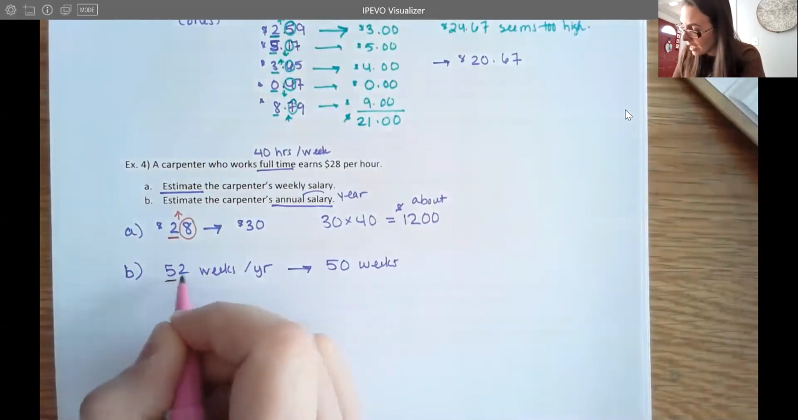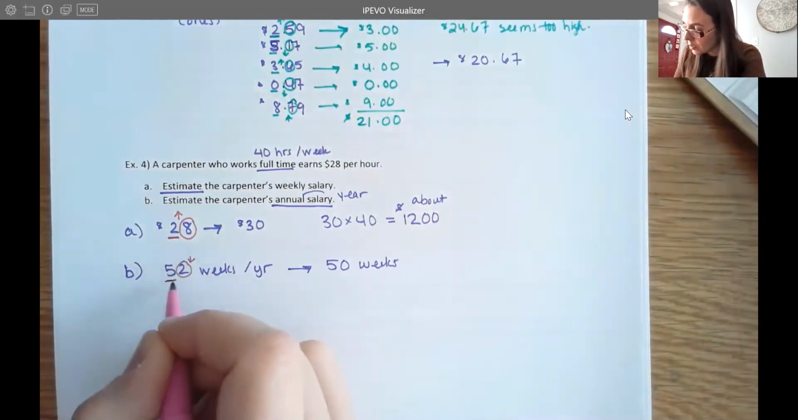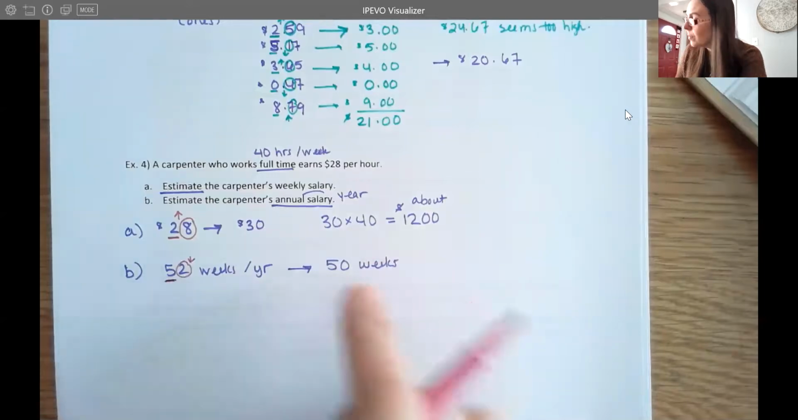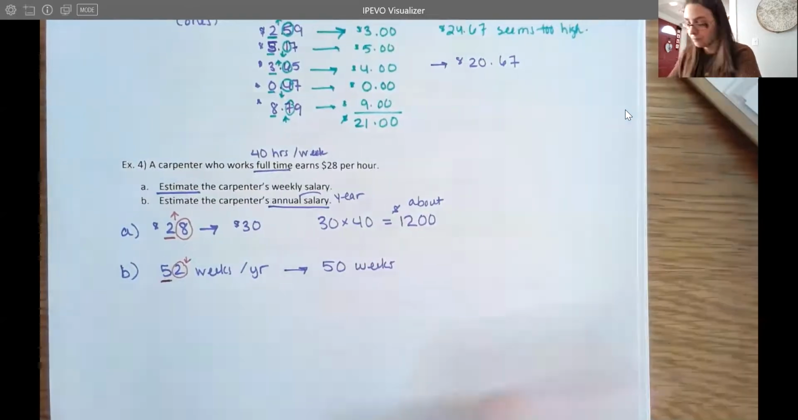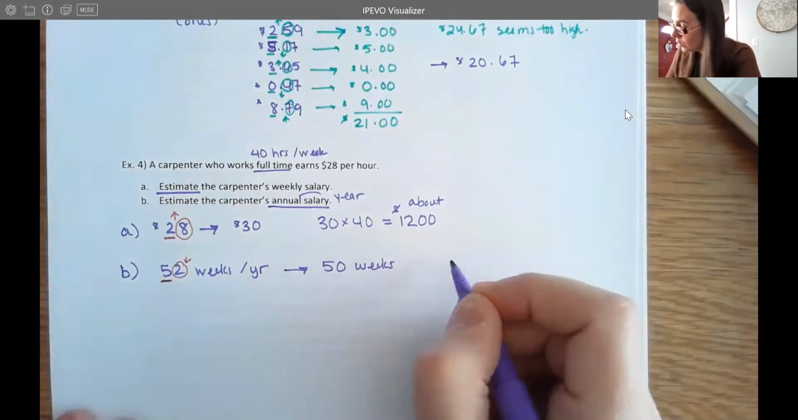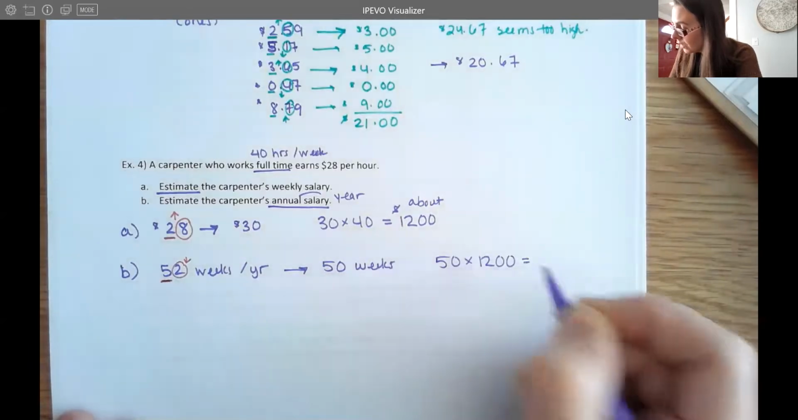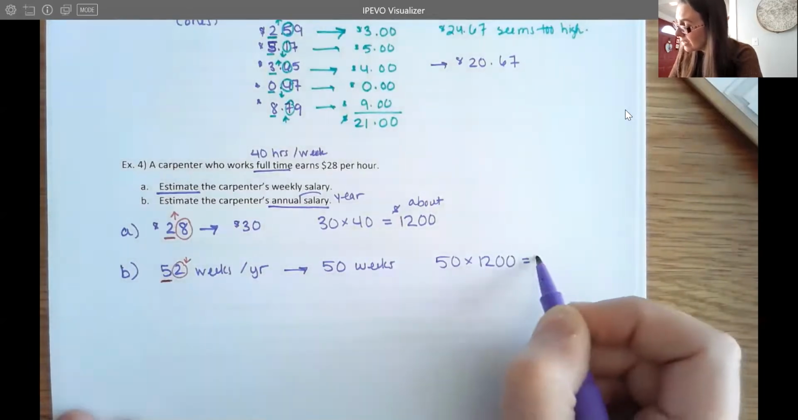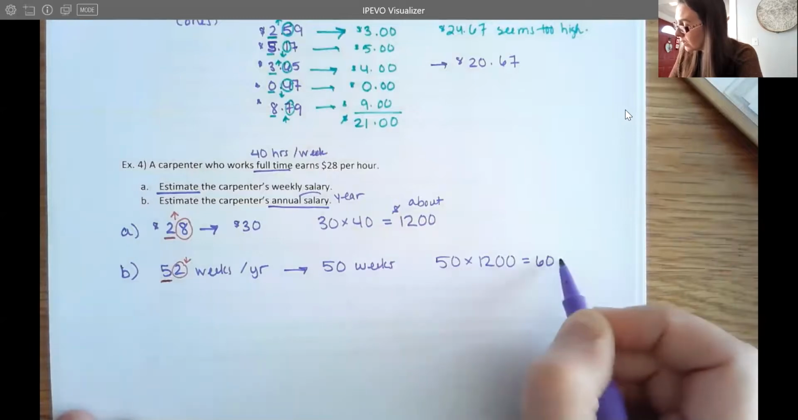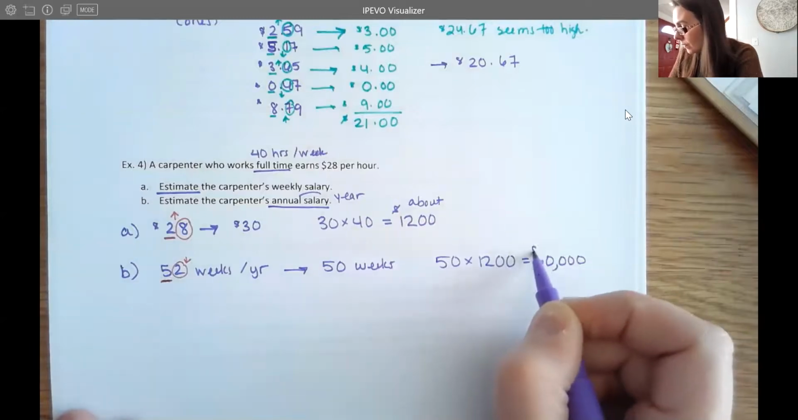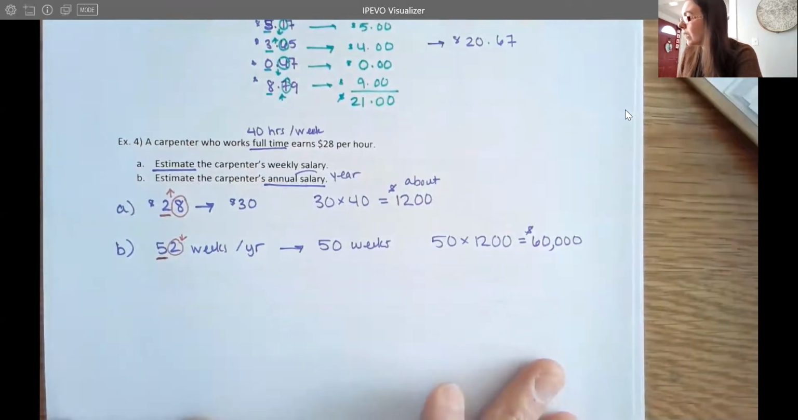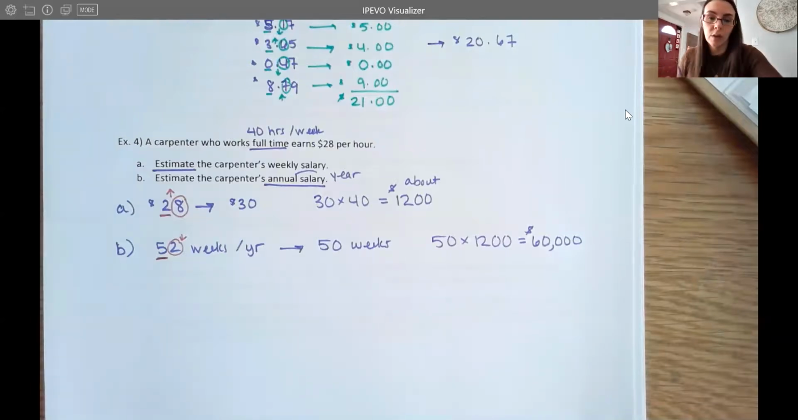So if I round to the nearest 10, that 2 is small. So it's going to keep this as a 5. So it's about 50 weeks. So we could do 50 weeks times that 1,200. Now, 5 times 12 is 60, and then I have 1, 2, 3 zeros. So we can estimate that he makes about $60,000 a year.